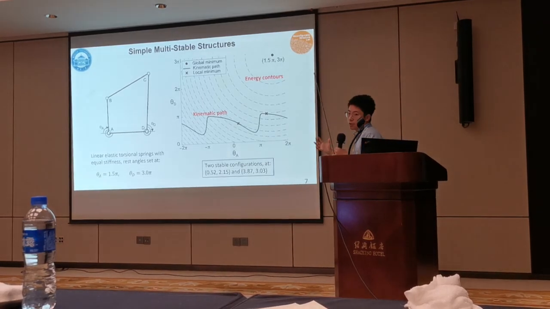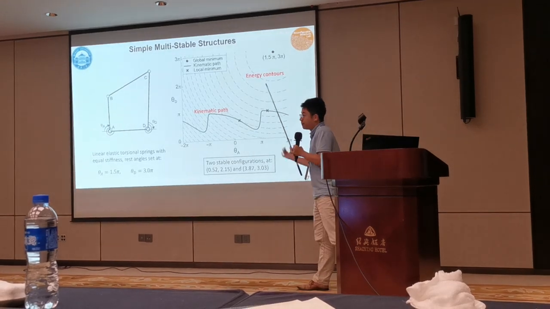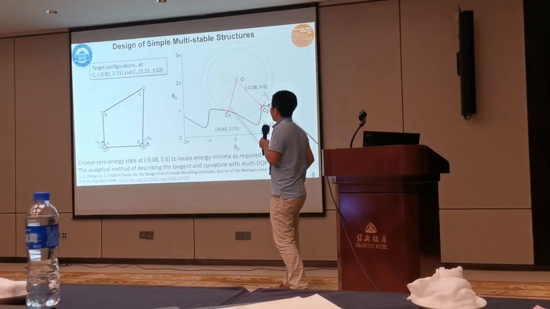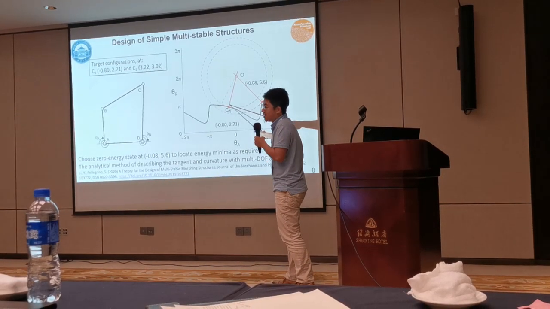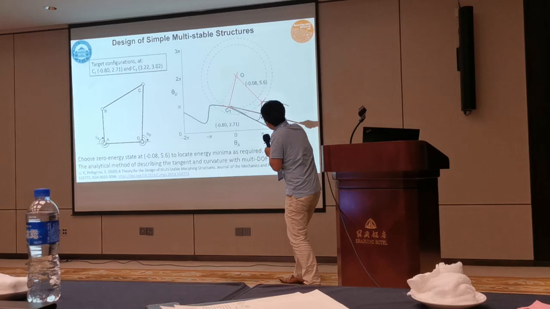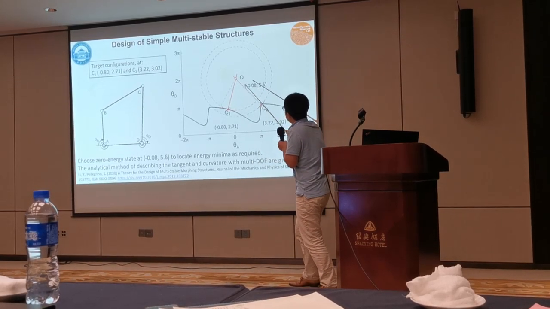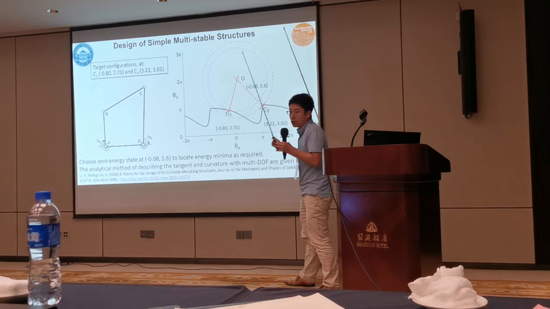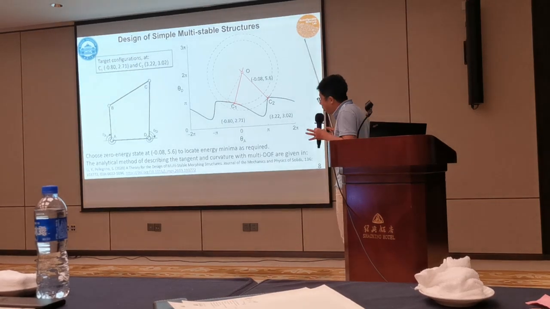But what can we do with that? We want to design, right? I want to prescribe the location of stability. So we can do it inversely, just graphically. Let's say I want to move my target stable states to here and here. I can just draw these lines, and they meet here at O. Now if I change the rest angle of my torsional springs to this value, this incorporated structure will be stable at these 2 states. Okay, that's the core idea.